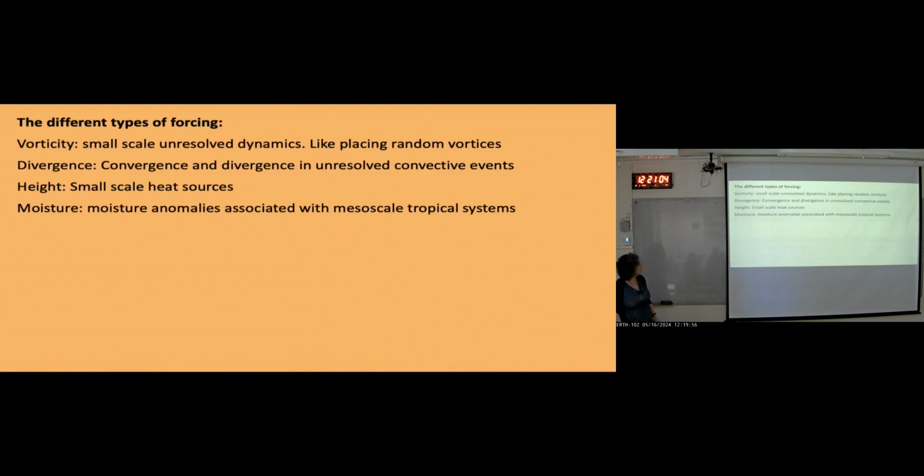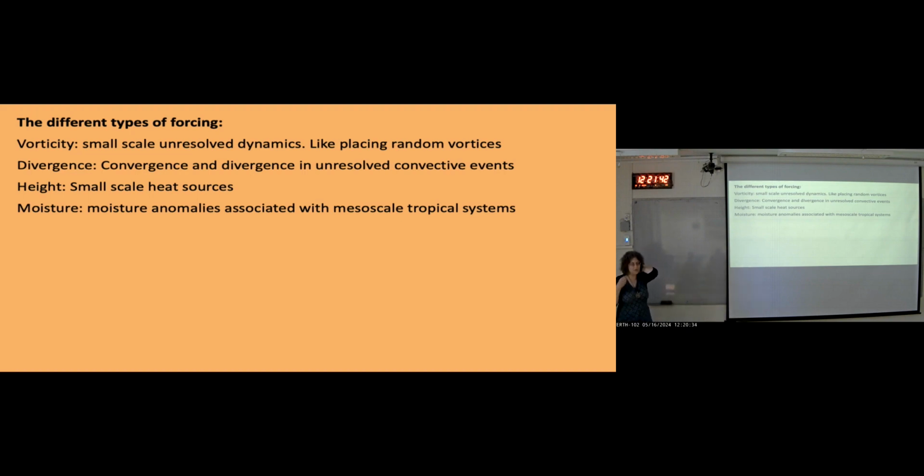Okay, so we're going to look at different types of forcing. Vorticity forcing can be viewed as small-scale unresolved dynamics, so the effect of gravity waves on momentum, for example. It's like placing random vortices. Divergence can be viewed as the divergence or convergence in convective events. Okay, they force this vertical flow, which is causing horizontal divergence and convergence.